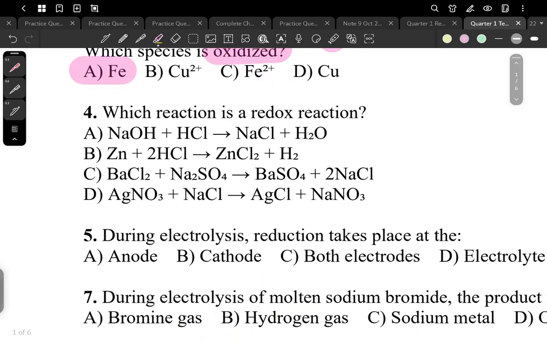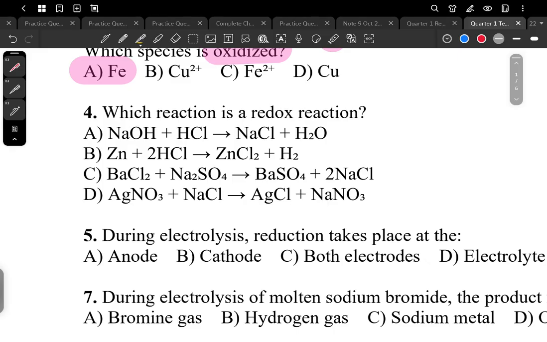Question 4, which reaction is a redox reaction? Guys, from the first sight of this question, choice B is the correct answer, as this is considered to be a single displacement reaction. In any single displacement reaction, you can identify that this is a kind of redox reaction. Why? Because the zinc will displace the hydrogen, and the oxidation number of zinc is going to be changed after the reaction. Let's do it. This is the only example.